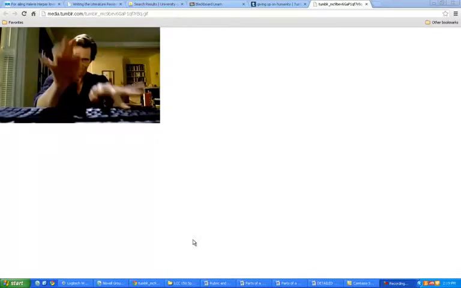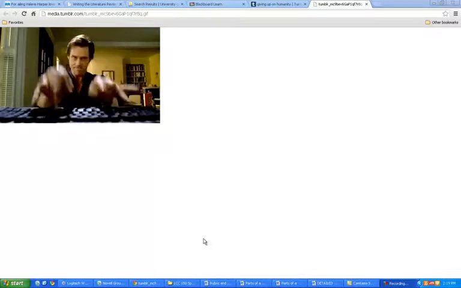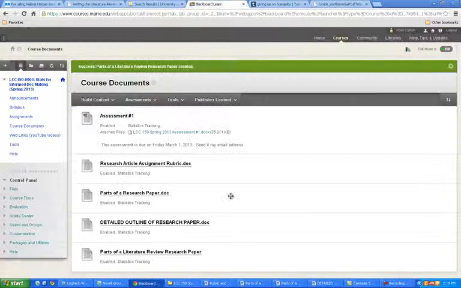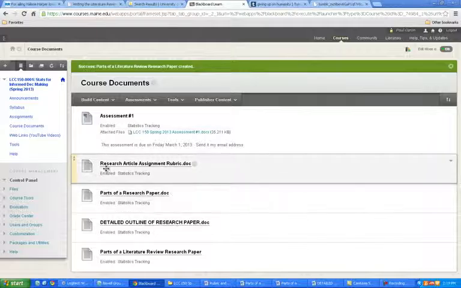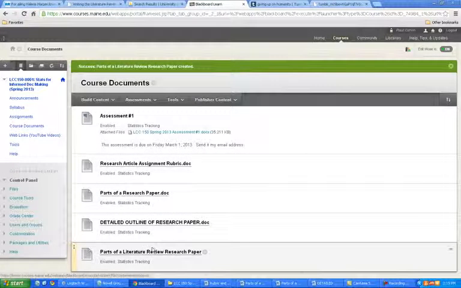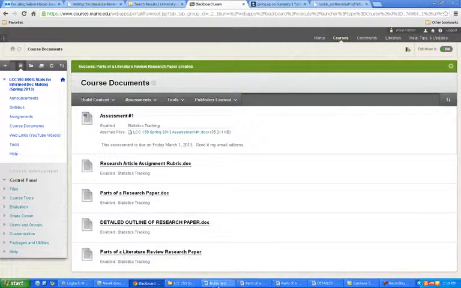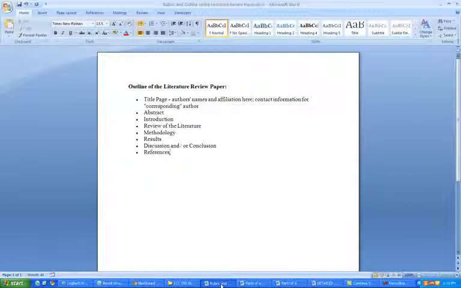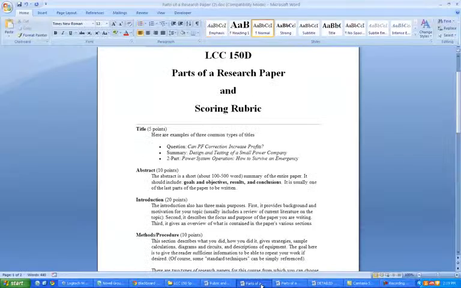So there you are, busy writing your paper, and you need to have a focus. So one of the things that I do on Blackboard, and this will be for all classes, you'll have parts of a research paper, the research article assignment rubric, and so on. And the basic parts are this. This is for literature review. I'll explain what that is in a second. And parts of a research paper.